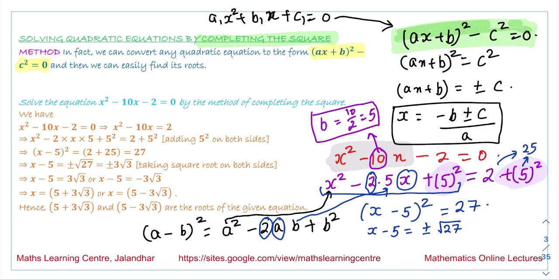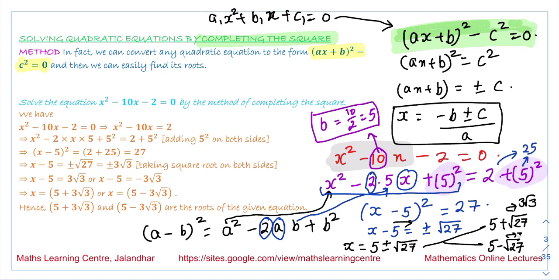So the value of x that we will get is equal to 5, shifting this to this side, plus minus root 27. So we are obtaining two values. One is 5 plus root 27 and the second is 5 minus square root 27. Square root 27 we can write as 3 root 3. So the answers we are obtaining, 5 plus 3 root 3 and 5 minus 3 root 3, are the roots of the given equation.